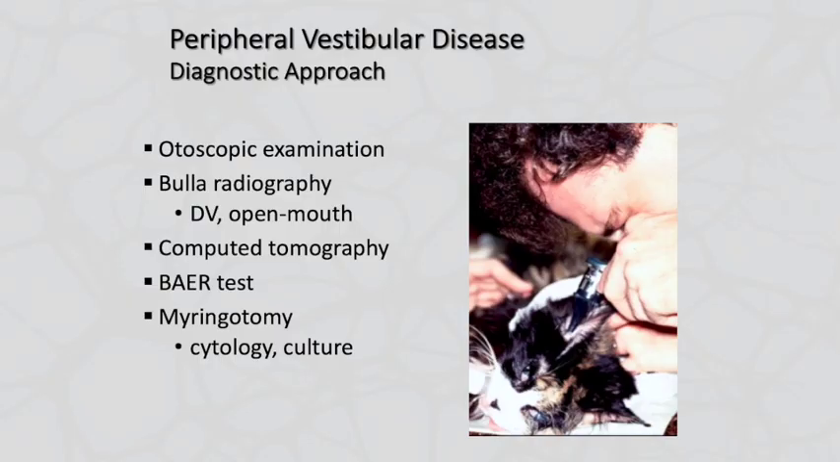They do have a low sensitivity and specificity, so we usually skip this, but if you don't have CT or MRI, it is better than nothing. Of course, CT is going to be the gold standard when it comes to looking at the bony structures. So if we're worried about the bulla itself, the bony structures, CT is going to be preferred. And it is a good test for looking within the bulla as well.